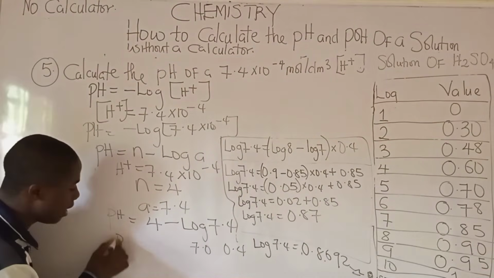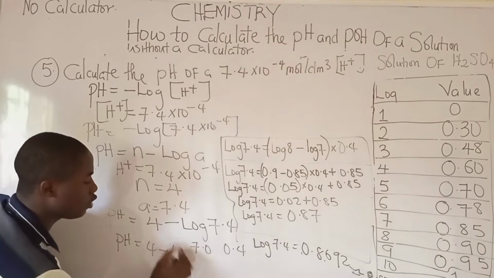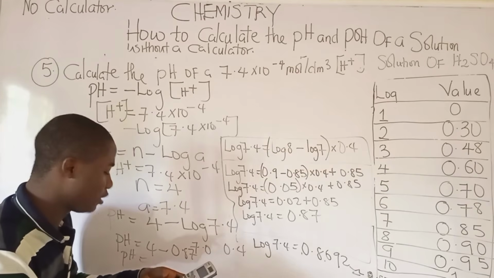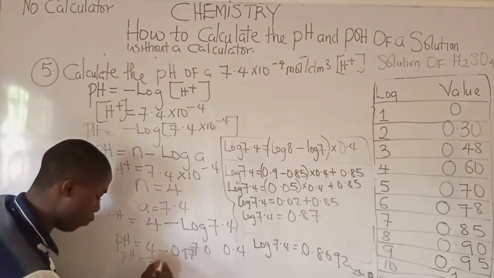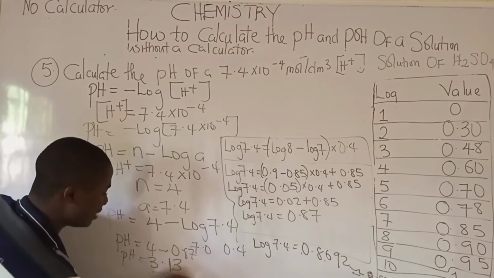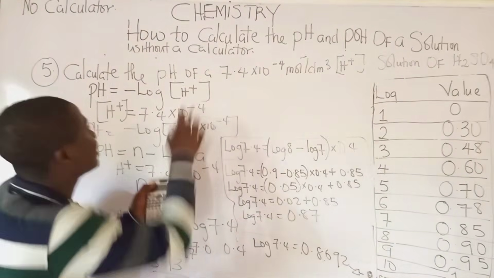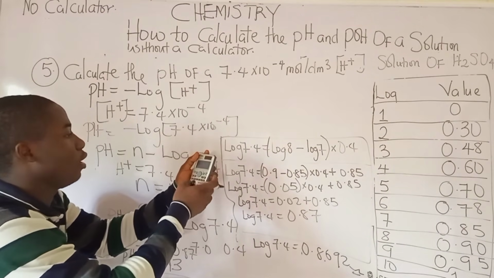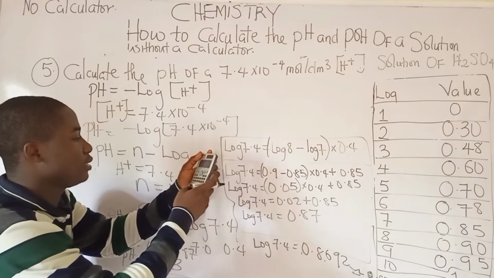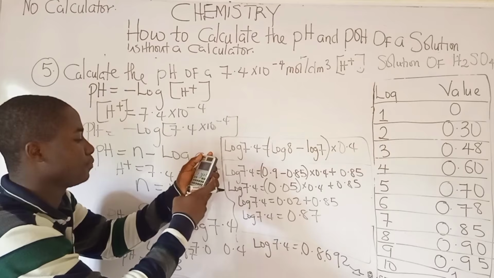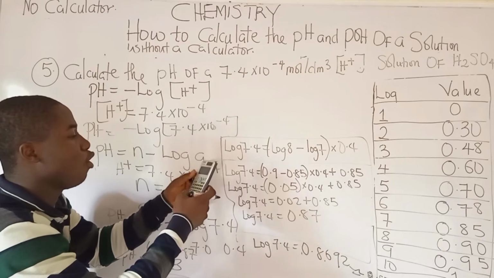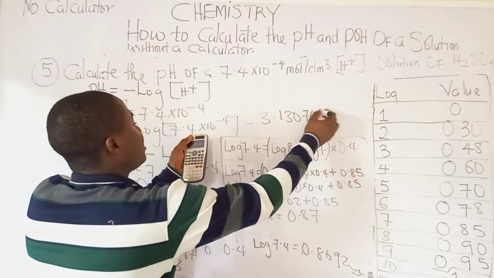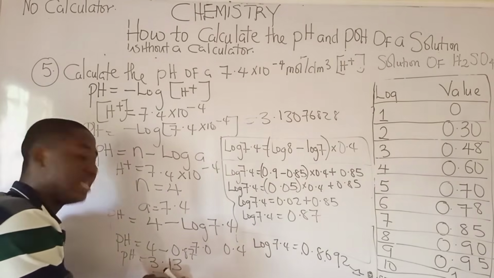So what happens here, we just say pH will now be equal to 4 minus log 7.4, which is 0.87. So pH will now be equal to 4 minus 0.87, which is 3.13 as the pH, 3.13. If we had a good calculator and we input the value here, minus log of 7.4 times 10 to the minus 4, we actually got the value to be 3.130768828. So you can see it's approximately the same value.